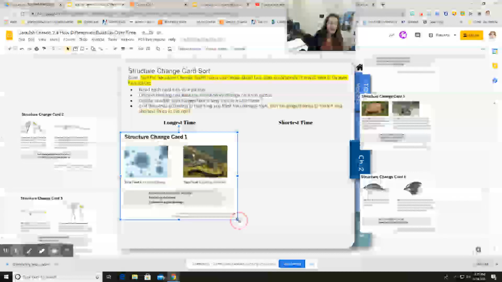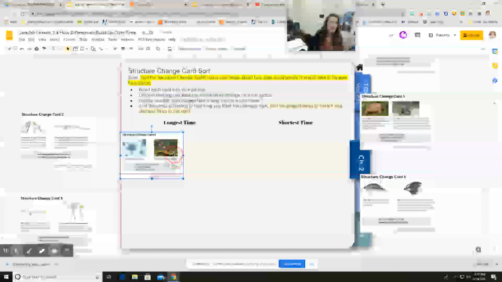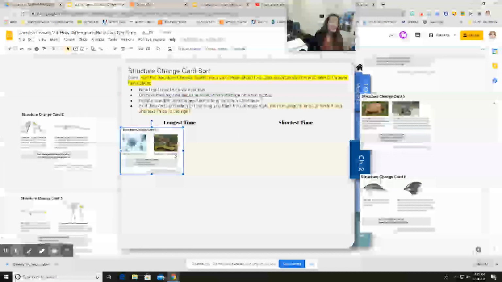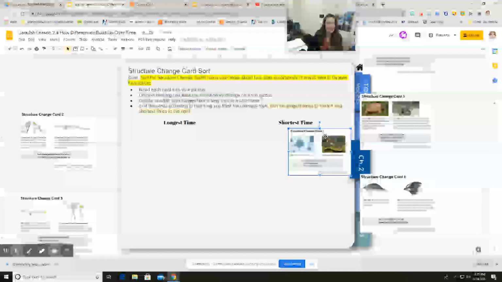So if you think that took a long time, you keep it on the left. If you don't think that that took very long and that was probably a shorter event that happened, then you put it to the right where it says the shortest event. This is weird because the timeline you just did had furthest time and past on the left and most recent on the right, and now this one's flip-flopped, so be careful with that. So look at those carefully and decide, how long do you think that change took?